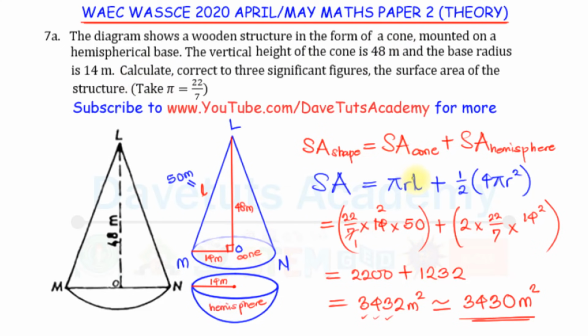And just using the formula for the surface area of the cone and the surface area of the hemisphere, which is half of a sphere, we can go ahead to evaluate by first finding the slant height and then inputting correctly into the equation to solve, and our final answer is 3,430 meters square.